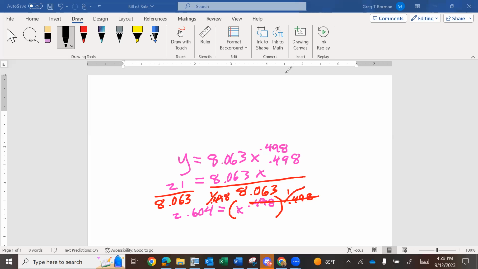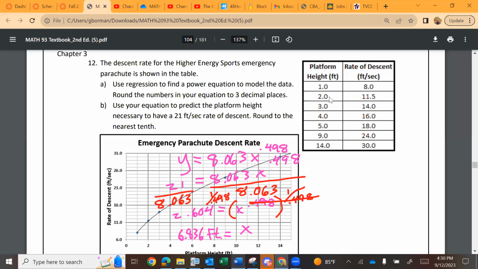And I'm going to get x equals 6.836. And the units are feet. Again, I need to include my units or it doesn't make sense. Maybe I should double check that. Was it feet? I think so. Let's see, this button. Yeah, the x units were feet.